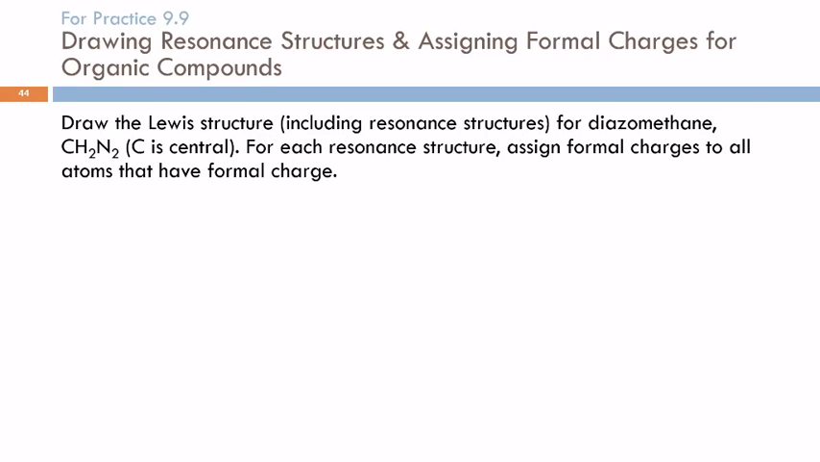Okay, so carbon is central. Okay, we can do that. Put carbon in the middle. And then what should we do? Put the 2 hydrogens and the 2 nitrogens on the carbon. So we'll put hydrogen and hydrogen and nitrogen and nitrogen. And how many valence electrons are in this molecule?